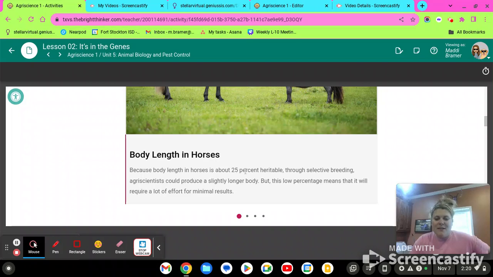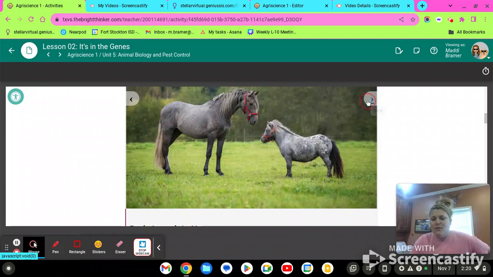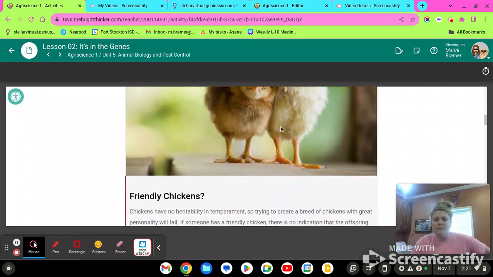So because body length in horses is about 25% heritable, through selective breeding, they can produce a slightly longer body, but it requires a lot of effort for not very much result. Why would you want a longer body? Especially in livestock like that we eat, you want it because that's more meat, right, on that animal. Larger body, maybe more power as well when you're looking at a horse standpoint.